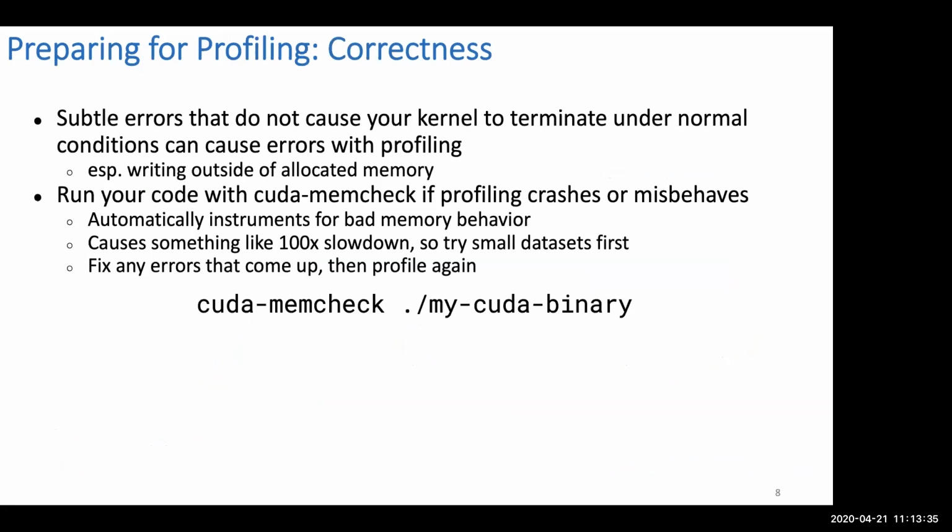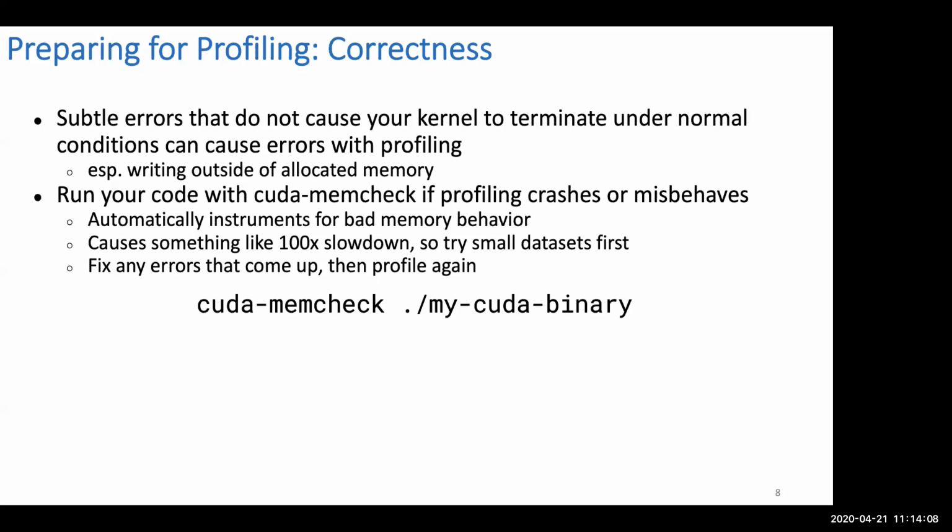So a common thing to do would be you accidentally have some of your threads writing outside of allocated memory, right? You forget that you need to check your thread ID against the size of your buffer or something. And if you're lucky, some of the threads that are writing outside this allocated memory, that memory is not being used for anything else by the GPU, and so those writes will go there and kind of be lost forever, but not cause any problems. When you're profiling, often this will cause the profiling to terminate with mysterious errors.